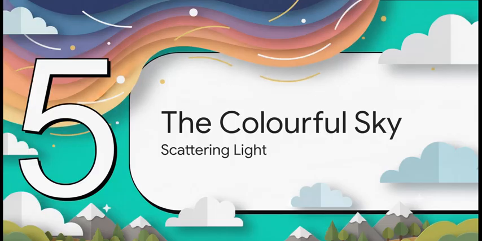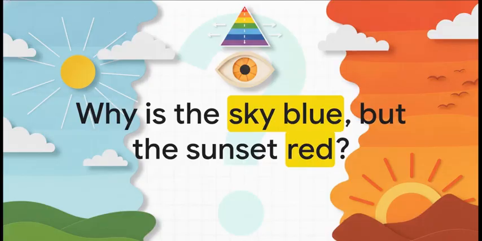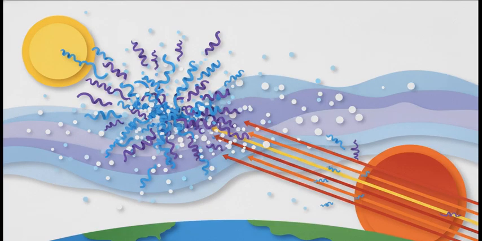Section 5. The Colourful Sky. Have you ever just paused and wondered, why is the sky blue during the day but turns a fiery red during sunset? If sunlight is white and has all the colors, why does the sky change its look so dramatically? Well, the answer lies in the Tyndall effect and something we call the scattering of light.